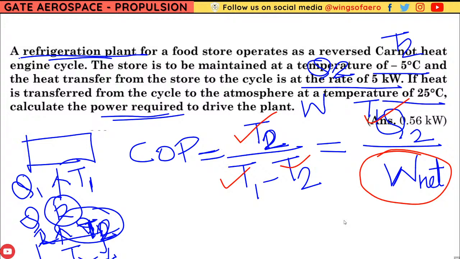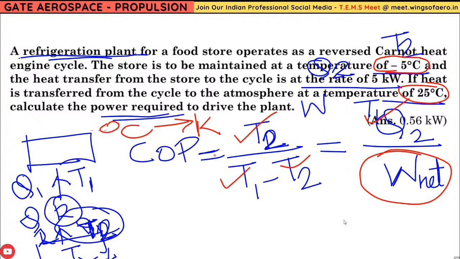Twenty. How are you getting 20? See, one more thing. Are you getting 20? T2 is 5, ma'am. Keep that in mind. Then there is degree Celsius. You have to convert the degree Celsius into Kelvin. It's very important. Okay, ma'am. Degree Celsius in terms of Kelvin.